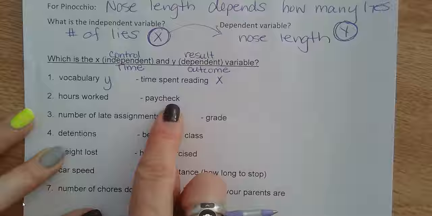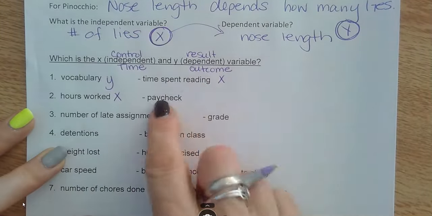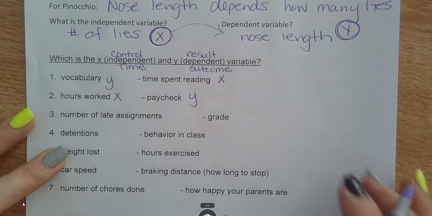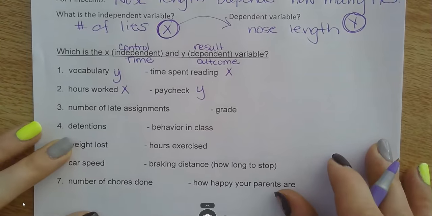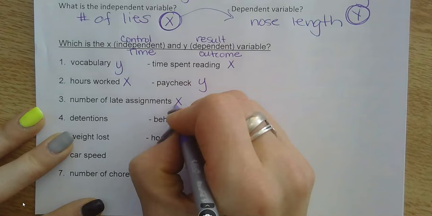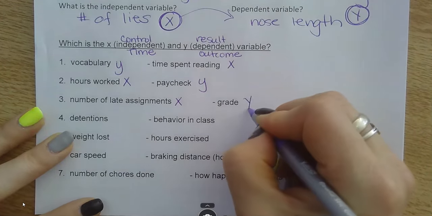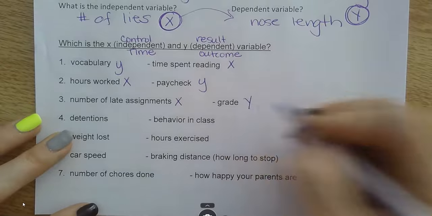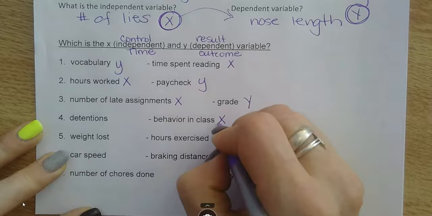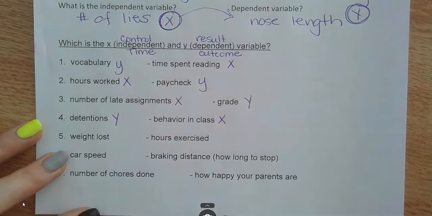Hours worked and paycheck. I control how many hours I work. The result or the outcome would be the size of my paycheck, how much you get paid. Number of late assignments, and grade. You control the number of late assignments. The result or the outcome is your grade. Detentions and behavior. You control your behavior in class. The result or the outcome, Y, would be how many detentions you get.